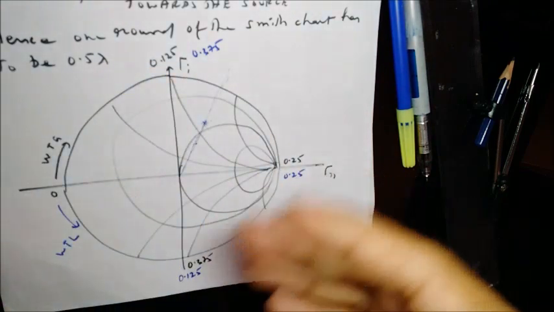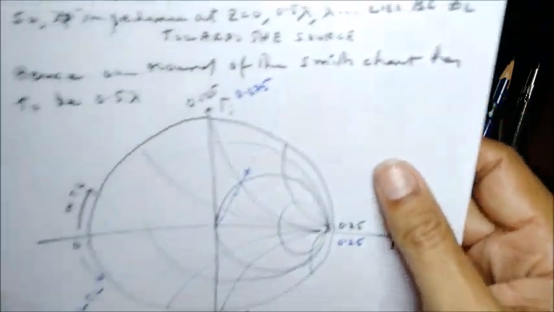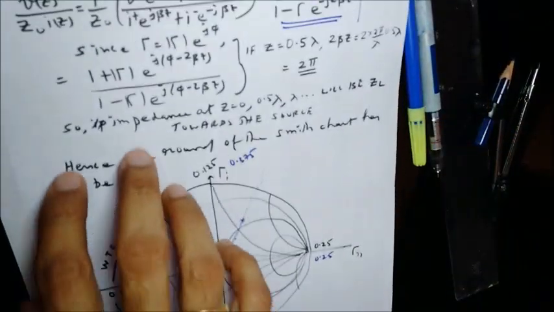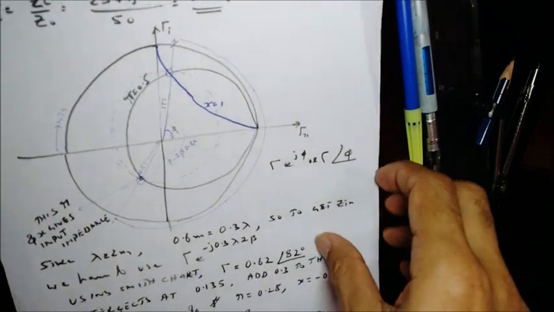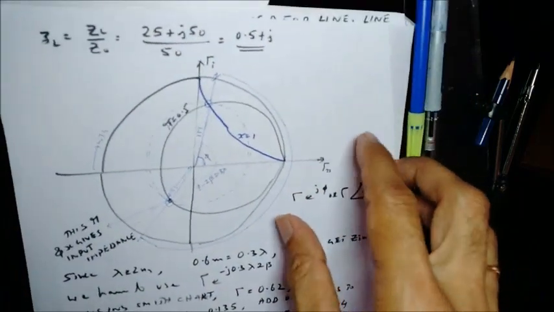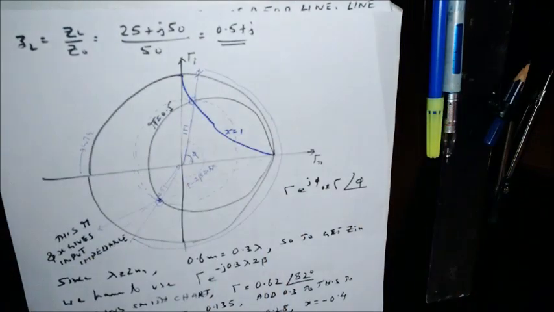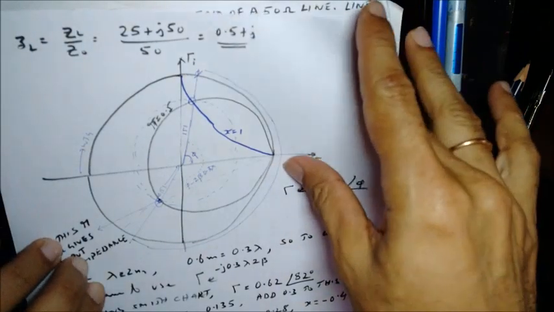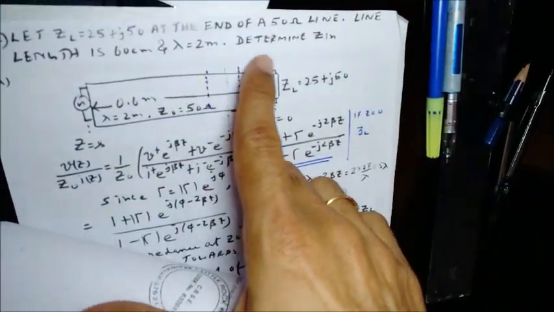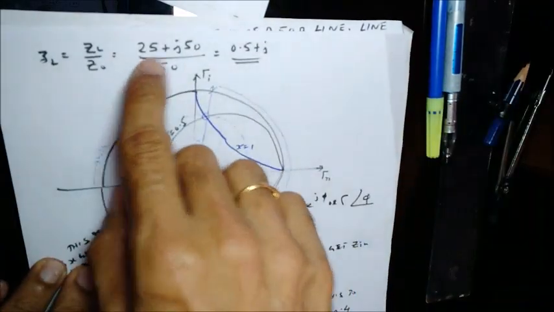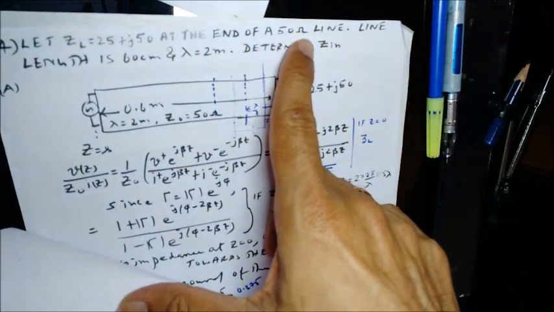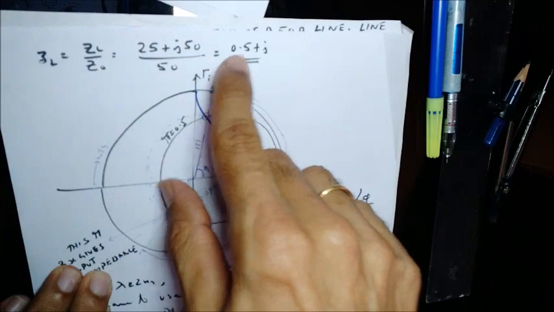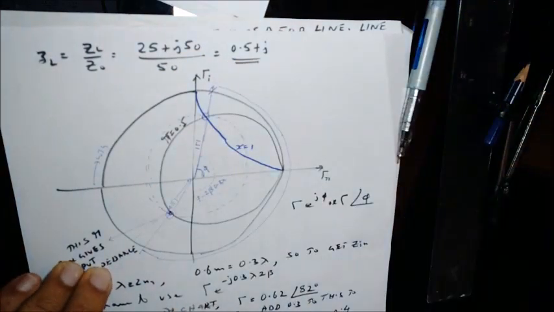Now with the help of this, we can solve the problem wherein we have been asked to find out the input impedance. Okay, so we go ahead with the problem like this. First we calculate the normalized load impedance. ZL is given in the statement of the problem. You can see that ZL is 25 plus J50. So 25 plus J50 divided by Z0. Z0 is given to be 50 because it is said that it is a 50 ohm line. So 25 plus J50 by 50, we get 0.5 plus J. So this is our normalized load impedance.